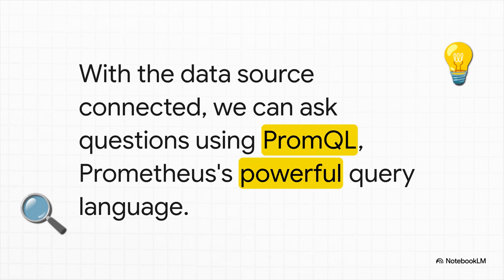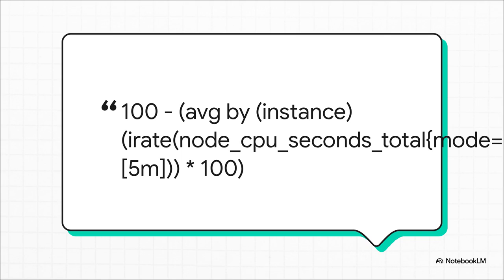So now that Grafana and Prometheus are talking, we can start asking questions. And the language we use for that is called PromQL. And let me tell you, it is incredibly powerful. Okay, I know this query looks a little scary, but stick with me. The crucial thing here isn't just getting raw numbers, it's that you can perform really powerful calculations on the fly. All this query is really doing is calculating the actual CPU usage percentage by looking at how much time the CPU was idle over the last 5 minutes. This is what lets you get those super precise visualizations.